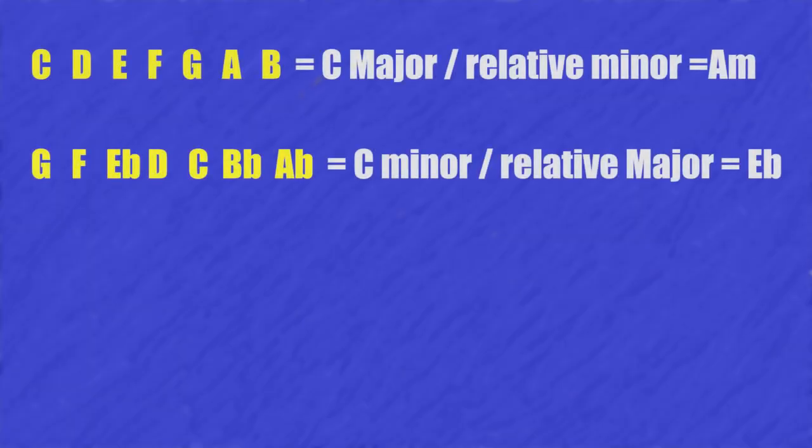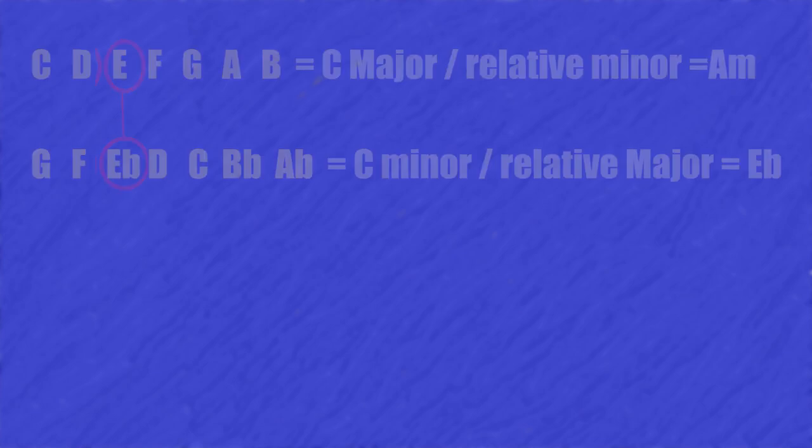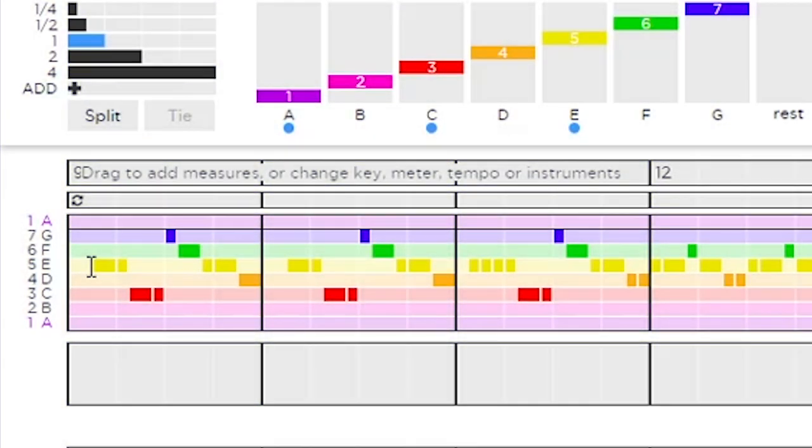So how do we invert this melody? Well, here's a cheat sheet. Any note that's C will go to G, any that's D will go to F, E will go to E flat, and so on. So all the E notes change to E flat.